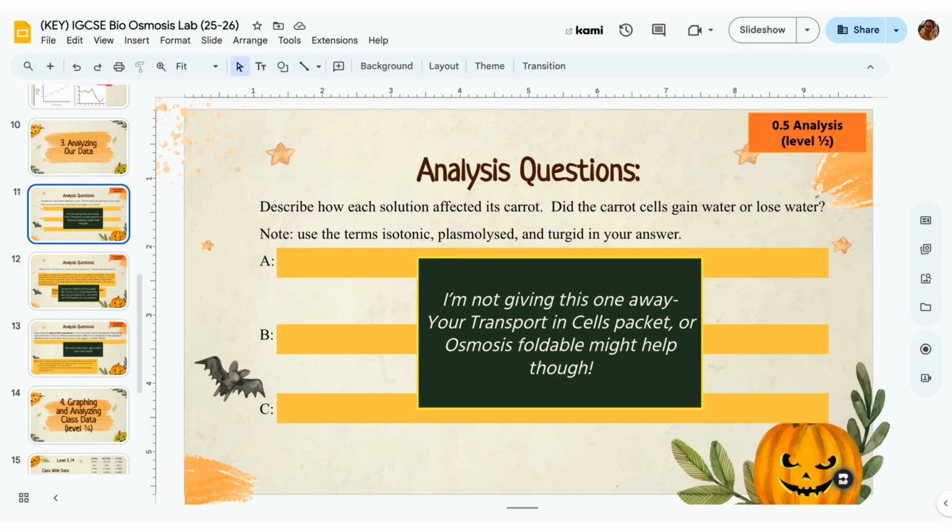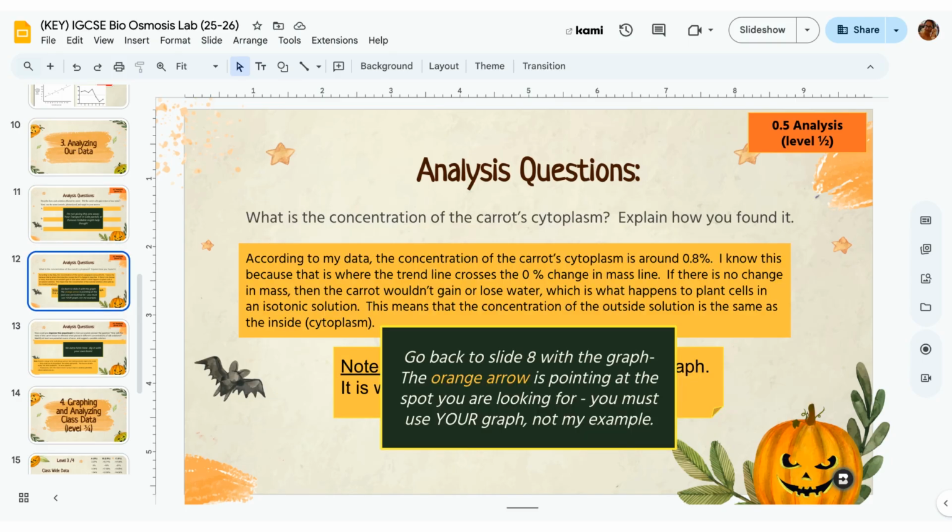All you're doing is telling me what happened to your carrots. Did they gain water? Did they lose water? Was the solution they were in isotonic, hypotonic, hypertonic? Okay, what happened to the cells? Are they turgid if they were nice and firm? Or are they soft and squishy, in which case they have been plasmolyzed? Okay, so take a couple minutes to analyze each individual carrot.